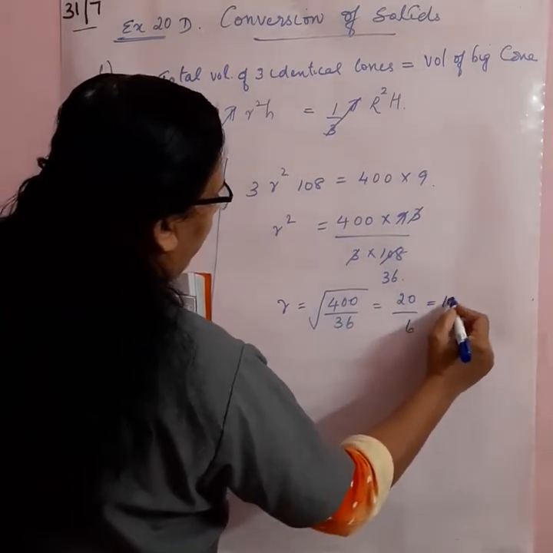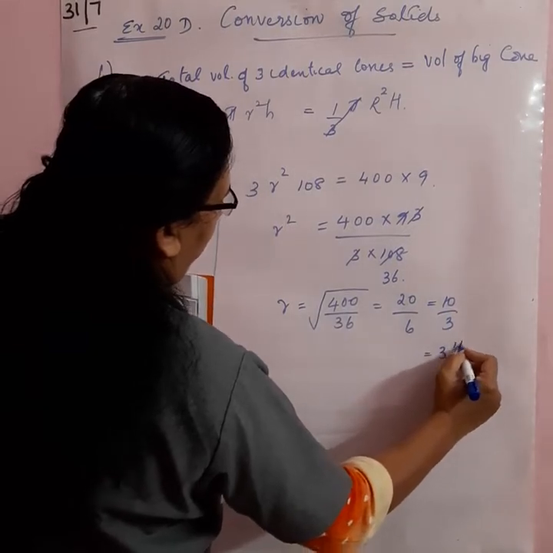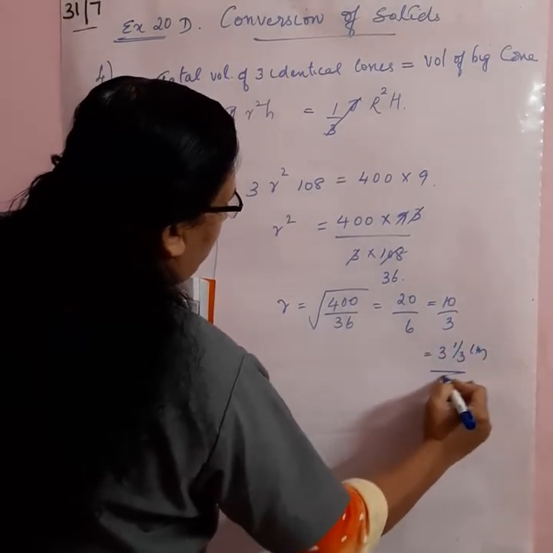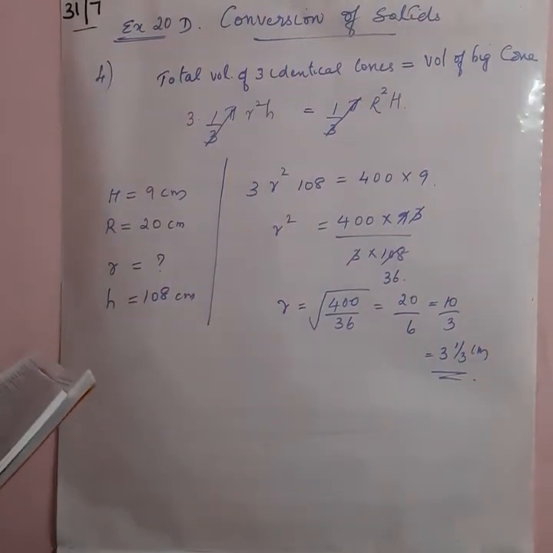So it is 10 by 3, or 10 by 3 I can write as 3 1/3 centimeters. So that is the radius. It is 3 1/3 centimeters. So you have to write the data that is given properly.